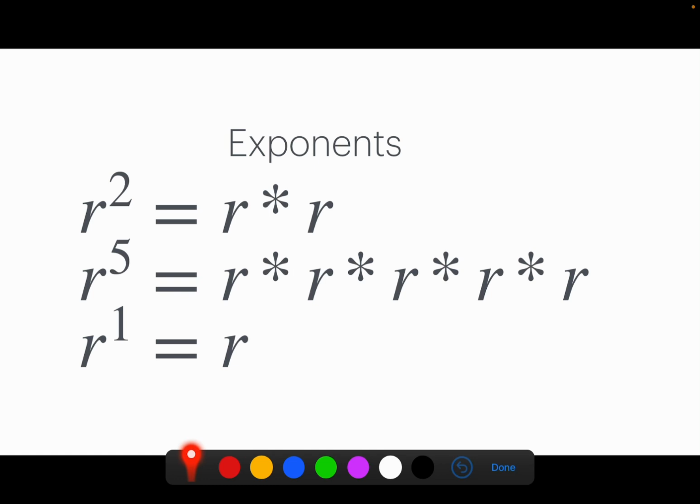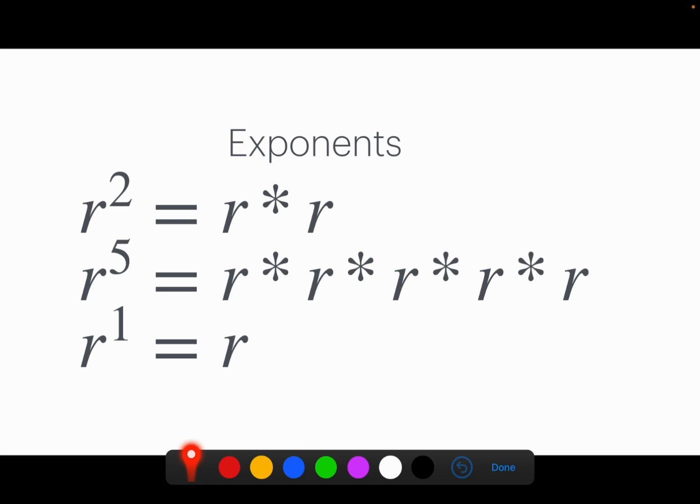What does this exponent tell us? R to the 5th power. Well, it means we have 5 r's, 1, 2, 3, 4, 5, and they're being multiplied together. Remember, if it was a coefficient, it would be over here, and this would be adding. But since it's an exponent, they're being multiplied together.